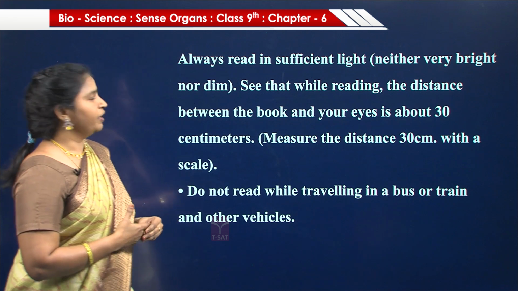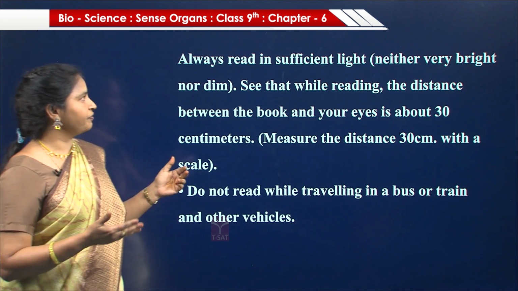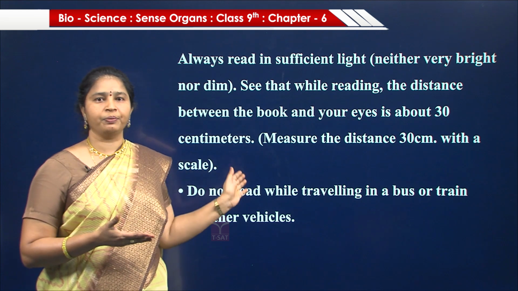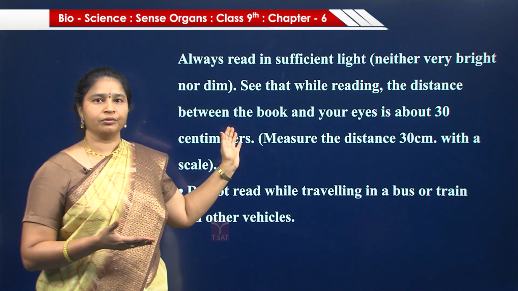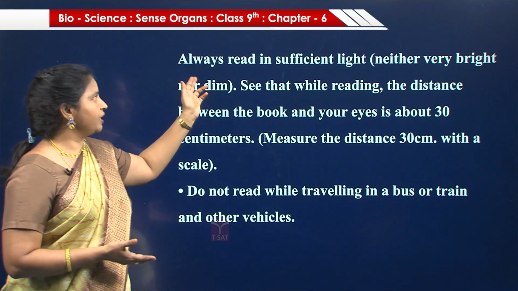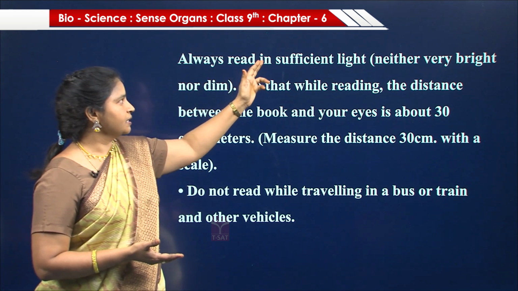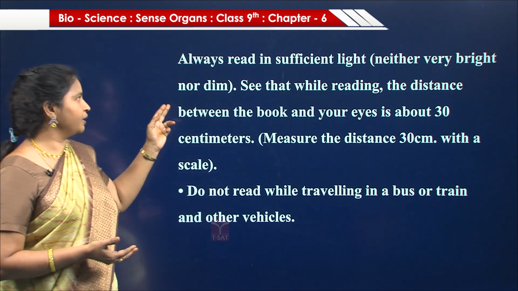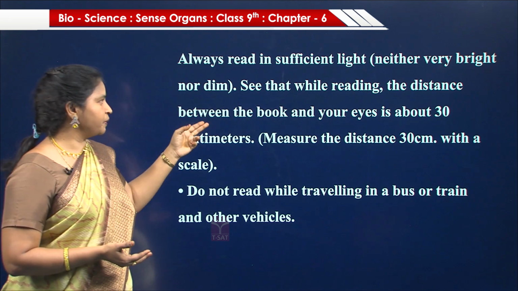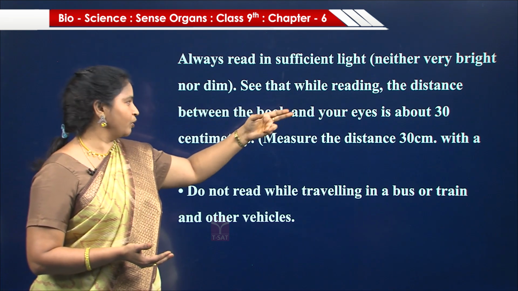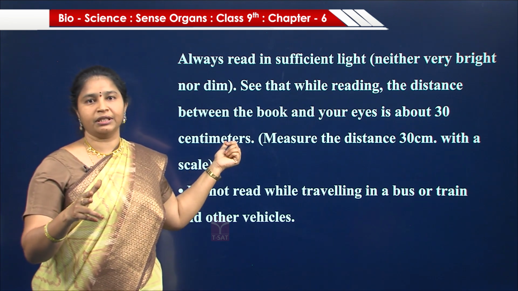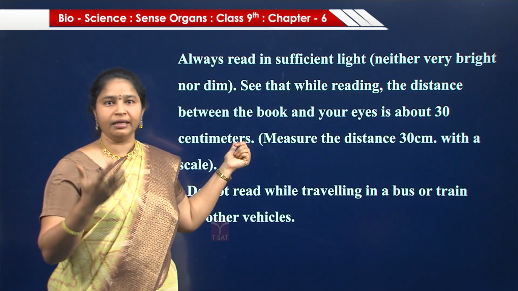When we read, always read in sufficient light. How to take care of our eyes? We need to keep in mind proper care of our eyes. Always read in sufficient light, neither very bright nor dim. While reading, the distance between the book and your eyes should be about 30 centimeters. That means we need to maintain a 30 centimeter distance between our book and eye.